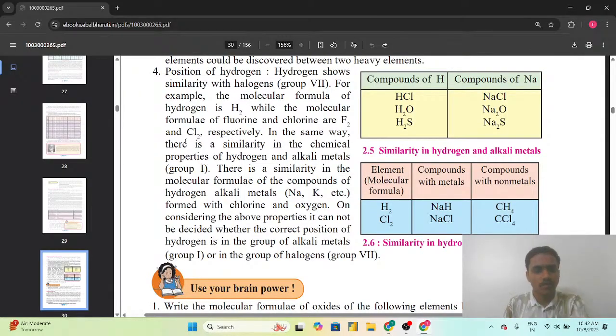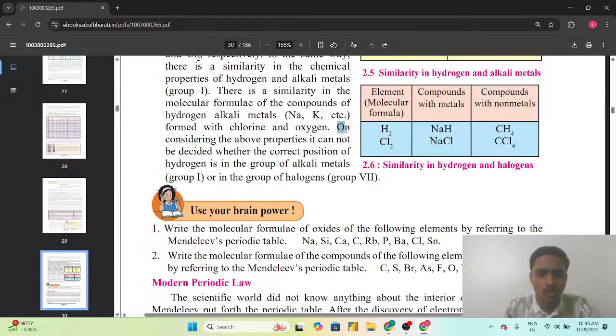In the same way, there is a similarity in the chemical properties of the hydrogen and alkali metals. Alkali metals, that is lithium, sodium, and potassium. So hydrogen was also showing the similarity with that also, and with halogens also. So there was a challenge in front of the Mendeleev, that where to place this element, that is the hydrogen. On considering the above properties, it cannot be decided whether the correct position of the hydrogen is in the group of the alkali metals, that is the group 1, or the group of the halogens, that is the group 7.